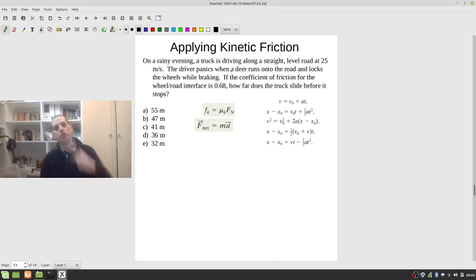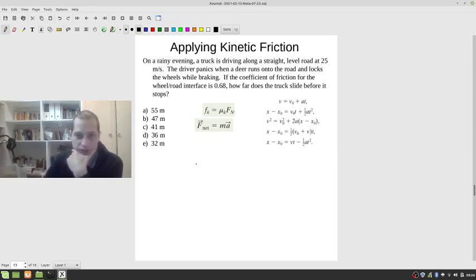Okay, so usually on a car, you don't want to have this kinetic friction. When your wheels turn, you don't want your wheels actually sliding along the ground. You want them to continue to have that static friction where they're just rolling along. So if you get into a case with your car where kinetic friction comes into play, you're already sort of in trouble. But here's a case where a deer runs into the road and locks the wheels while braking. If the coefficient of friction between the wheel-road interface is 0.68, how far does the truck slide before it stops?